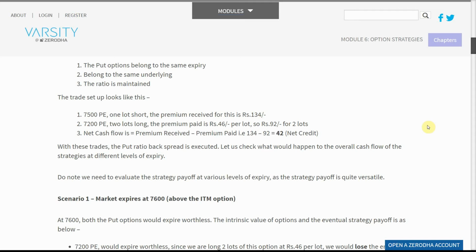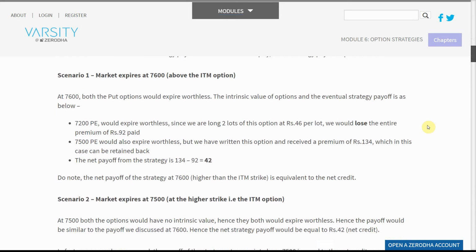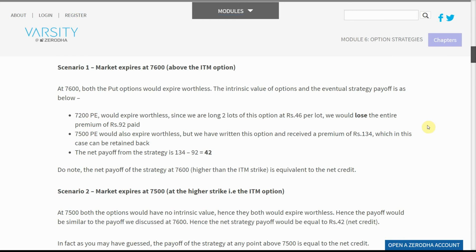Let us check what would happen to the overall cash flow of the strategy at different levels of expiry. Do note we need to evaluate the strategy payoff at various levels of expiry, as the strategy payoff is quite versatile. Scenario 1: market expires at 7,600, above the ITM option. At 7,600, both the put options would expire worthless. The intrinsic value of options and the eventual strategy payoff is as below.